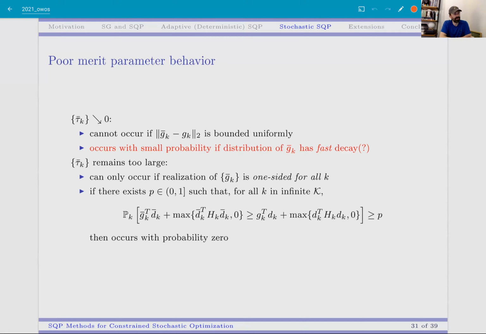The other possibility is that the merit parameter would not get small enough, so that you're not reducing enough of the weight of the objective, and you might not get towards feasibility like you need. But this would only occur, and I can say more about this offline, if you have realizations of the stochastic gradients that are in some sense consistently one-sided over many iterations, so you end up with stochastic gradients biased in one way. If you have a symmetric kind of distribution of your stochastic gradients in general, this is going to happen with probability 0, but it's still something that is possible.